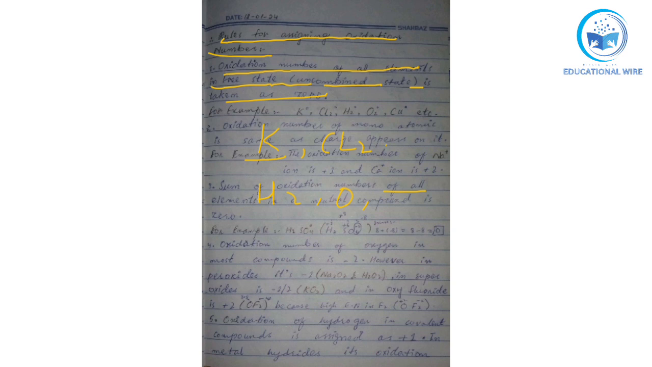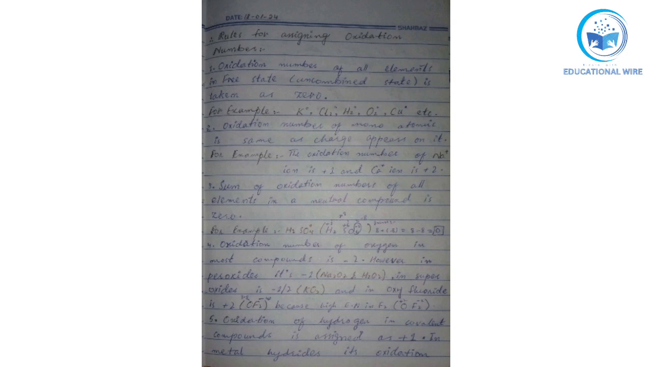Like calcium, potassium, this is a single element, so it will be in free state, means it's not combined with anyone, so it's uncombined state. We will take its oxidation number as 0. Chlorine 0, hydrogen 0, oxygen 0. Till they are not making compound with another, we will consider it as 0. This is our first point. Let's move to second point.